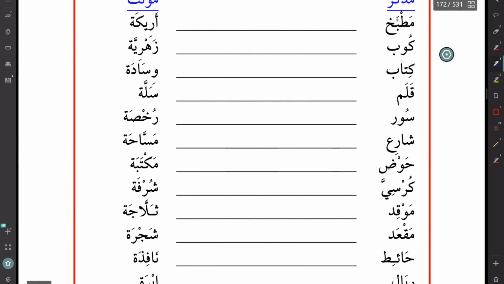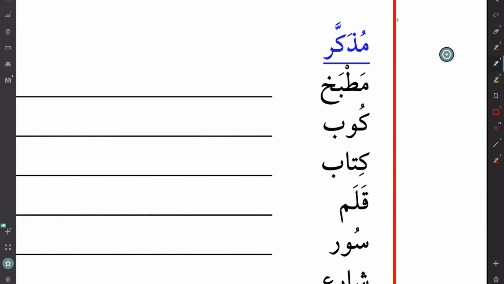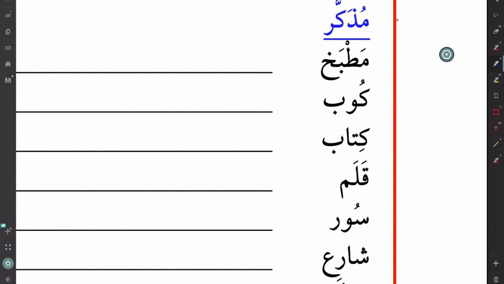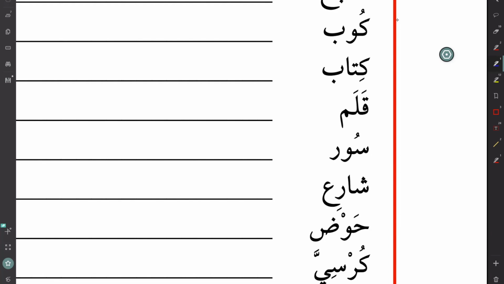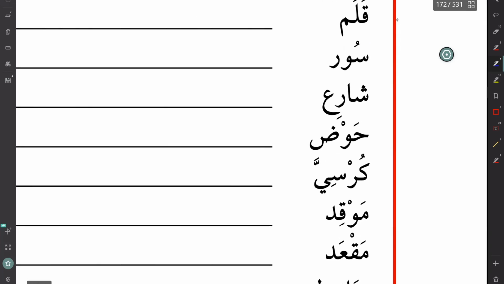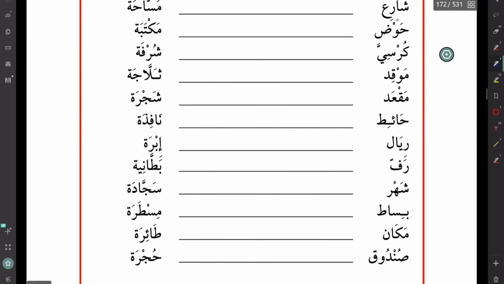For example, here they're showing you words that are mudhakkar, masculine, and adding ta marbuta is not going to work. These are the words, just as they are. Madbakhun, kub, a glass or cup, right? Kitab, book, qalam, sur, a fence, shari', street, hawd. You have seen all of these words before, right? They're just showing you these are the masculine words.